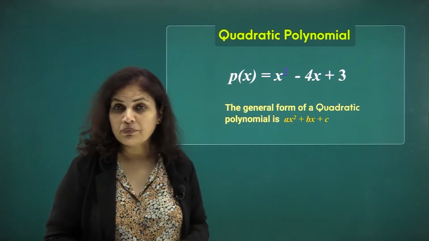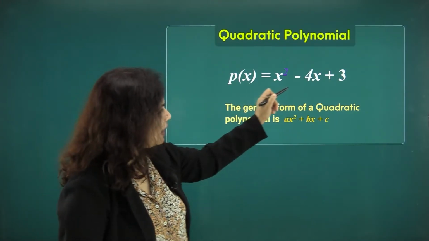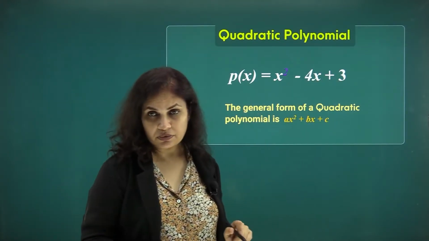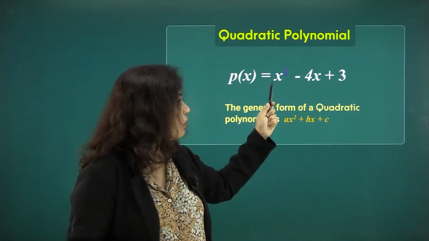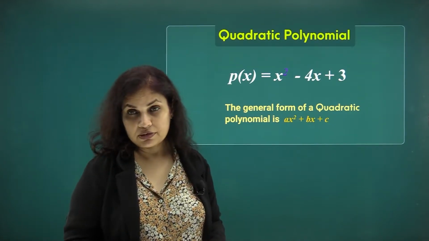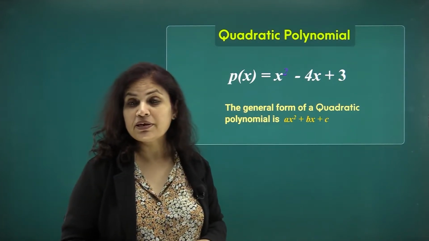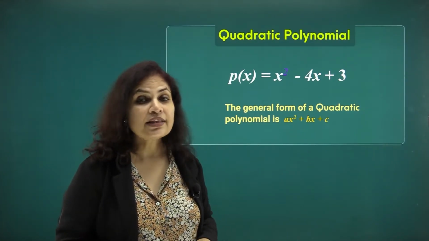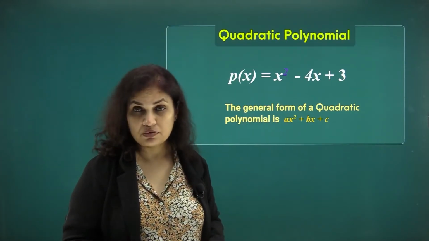Looking at a quadratic polynomial, the highest degree of the variable is 2, the second highest 1 and the third is 0. But it is not necessary that every time a quadratic polynomial will have 3 terms. It may have 2 terms also. I could have x square plus 3 also. And that is possible only when the coefficient is 0.